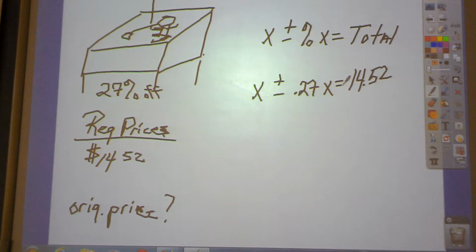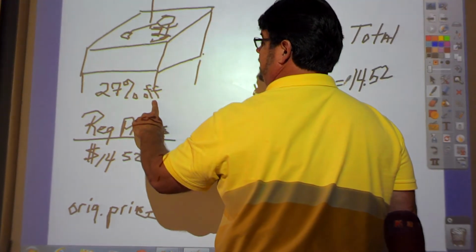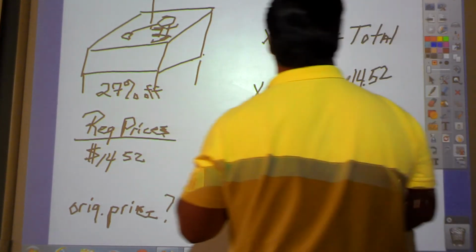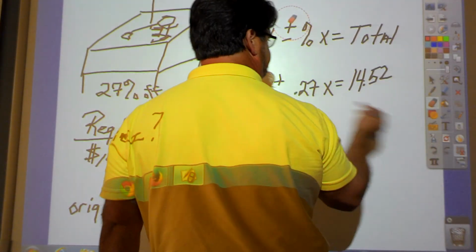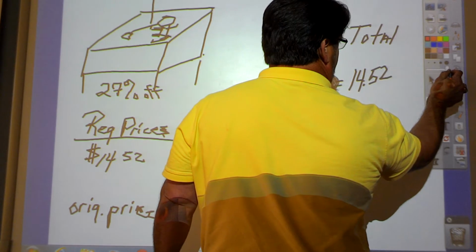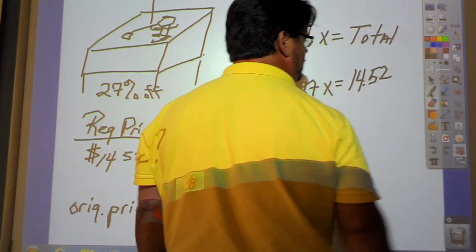Now, what are we doing to the price? Are we taking off of the original price, or are we adding to it? Taking it off, because it's 27% off. That means you're taking it off, so that means plus or minus? Minus. So there is your formula.